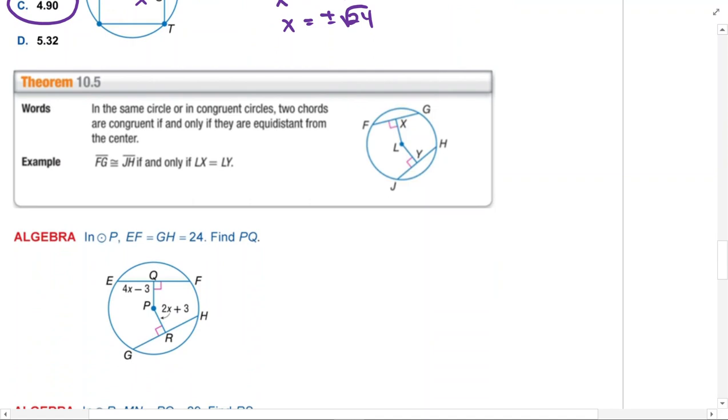In the same circle or congruent circles, two chords are congruent only if they're an equal distance from the center. So if we have something going from the center to the chord perpendicular, and we know that this is congruent to this, then we know that the chords are congruent to each other.